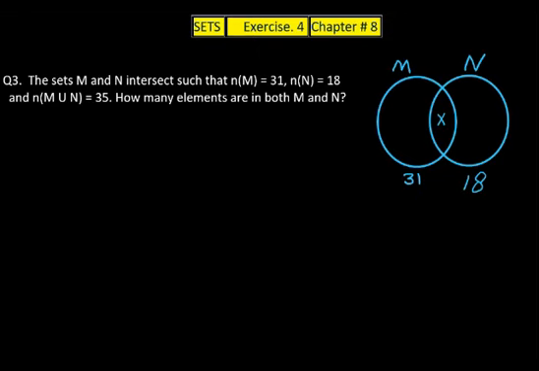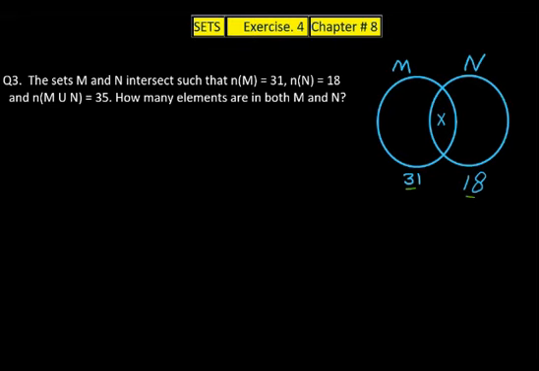Question 2 is very similar to question number 1. So let's do question number 3. In here it says the sets M and N intersect such that n of M equals 31. It means the number of elements of set M is 31. These are the number of elements of the whole M, 31. And n of N means the number of elements of set N, which is this one. These are 18, right? And then it says n of M union N.